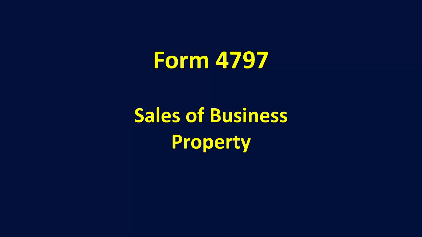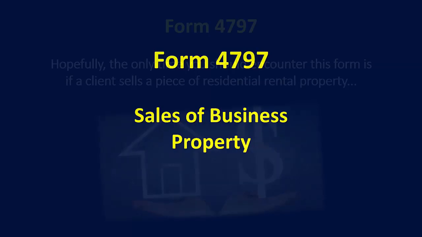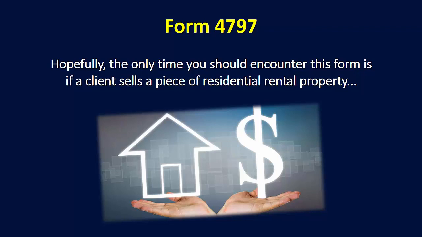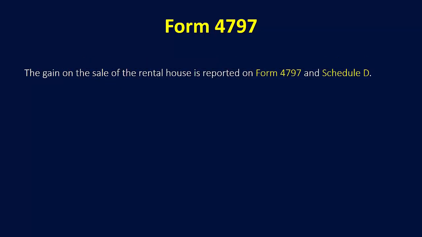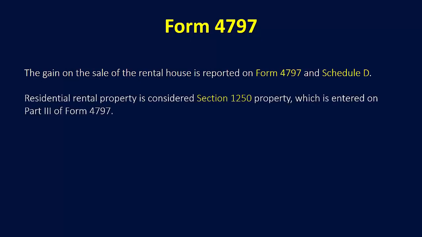We'll begin talking about Form 4797, Sales of Business Property. Now, hopefully, the only time in your tax preparation career or office that you should encounter this form is if a client sells a piece of residential rental property. The gain on the sale of the rental house is reported on Form 4797, which flows to Schedule D. Residential rental property is considered Section 1250 property, which is entered on Part 3 of Form 4797.